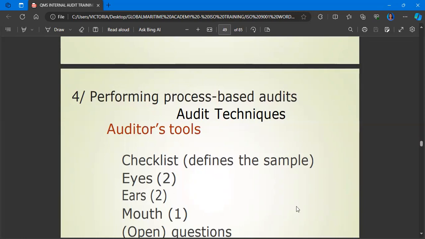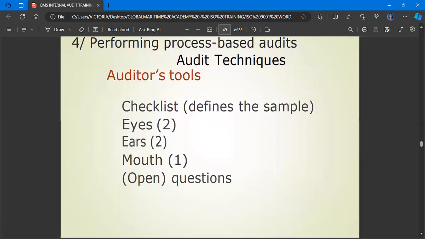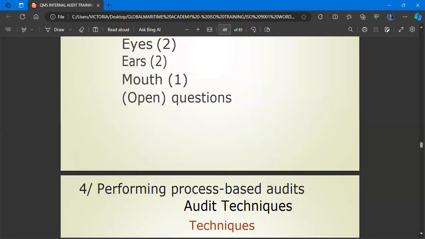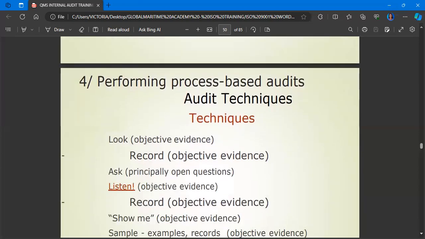You ask questions with your mouth. You also hear what the auditees reply with your ears. You also observe with your eyes. You also have to ask open questions to be able to know more and get evidence about the audit.